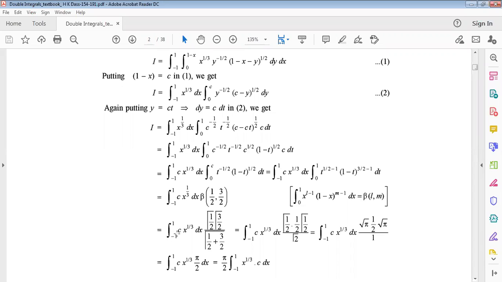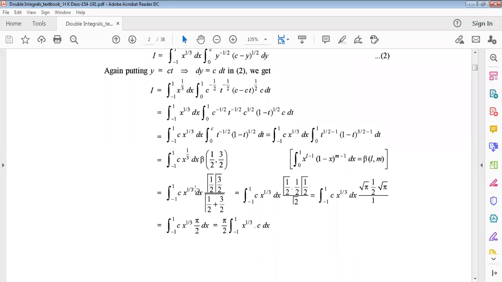Now minus 1 to 1 c x to the power 1 by 3 dx. What is the beta m n formula? Beta m n equals gamma m into gamma n divided by gamma m plus n. Remember it.